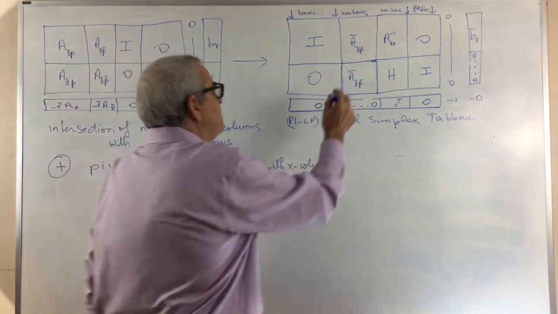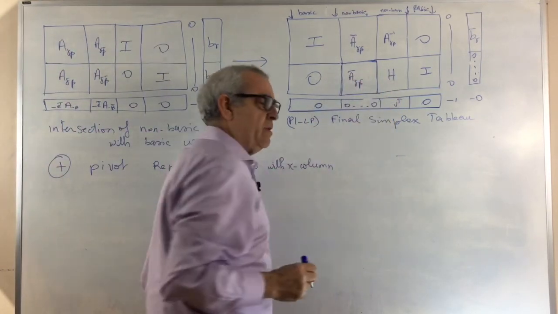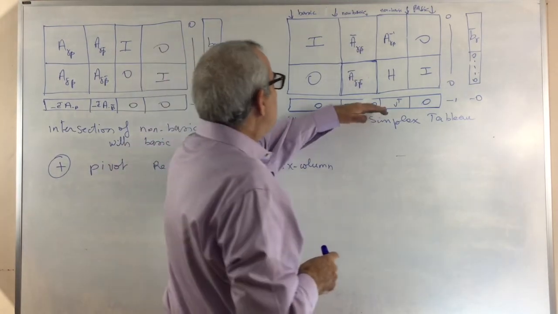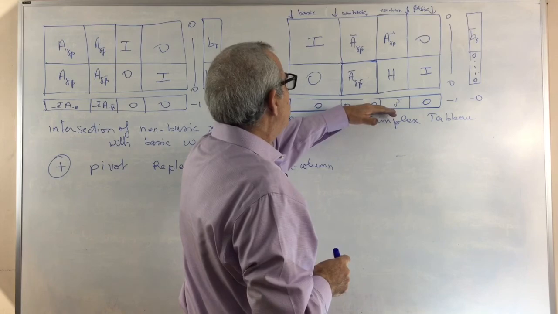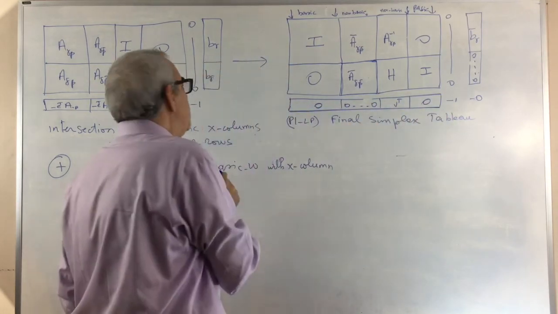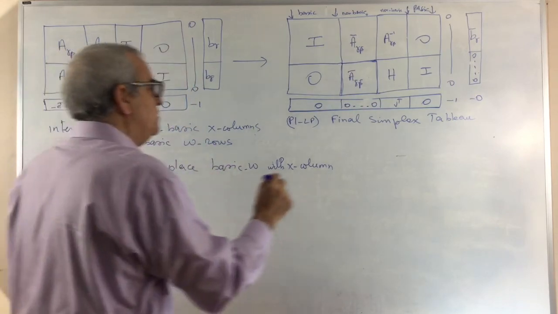Now I said that if there is no positive term, there is no negative term either. Because how did we get this row here? What we did is we started with this row.